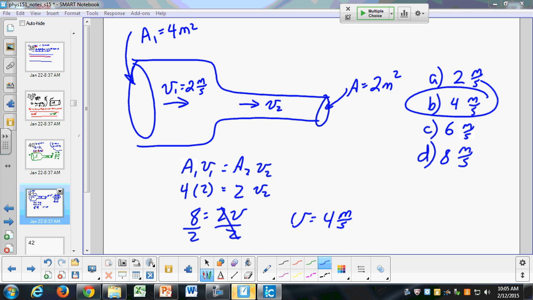You're going to encounter some basic mathematical problems like that on the test, something similar to this. I would pretty much bet on it. But you could also just look at it and say, well, the area is down by a factor of 2. That means my velocity has to be up by a factor of 2. My velocity was 2 meters per second here, so it has to be twice that here, or 4 meters per second.